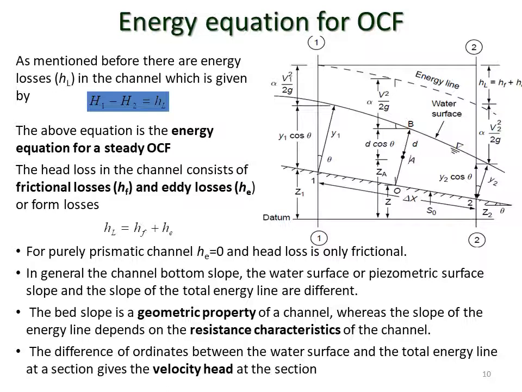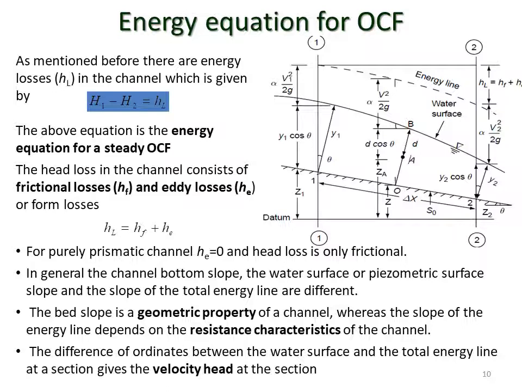In general, as we can see in the figure, the bottom slope of the channel, the slope of the water surface and the slope of the energy line are different. So this is a general case we are considering, and in that case these three slopes are different. Note that the bed slope is a geometric property of a channel.